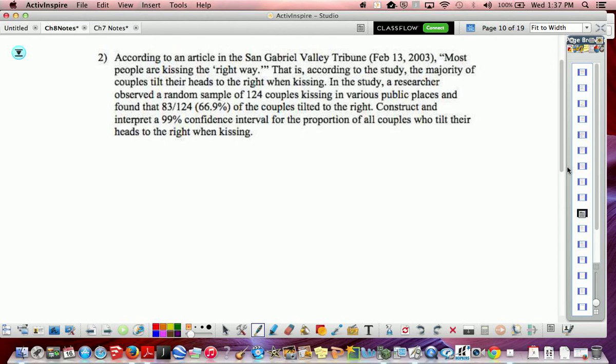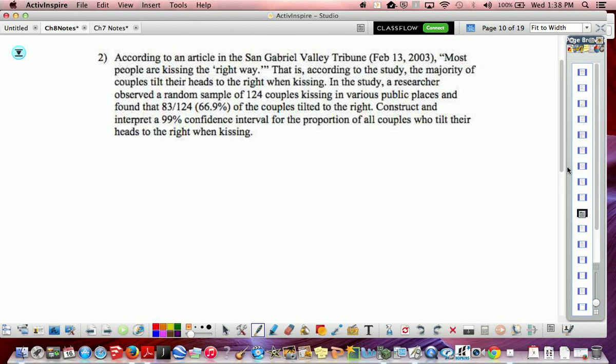That is, according to the study, the majority of couples tilt their heads to the right when kissing. Now, some of you are thinking right now, to the right or to the left? In the study, a researcher observed a random sample of 124 couples kissing in various public places and found that 83 out of 124, or 66.9% of the couples, tilted to the right.